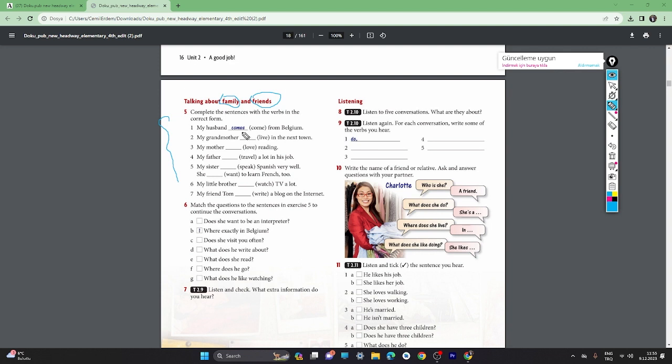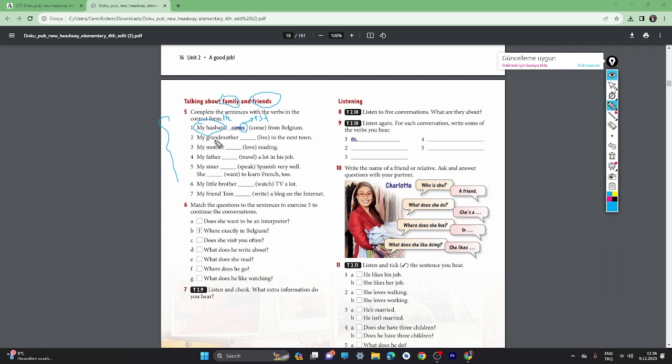My husband comes from Belgium. As I mentioned before, in the present simple tense, we talk about general truths, for example, if her husband is from Belgium, which is always true. So we use here present simple tense. Her husband here, it is a he. He comes from Belgium. You see, we have suffix here of present simple tense. Easy.